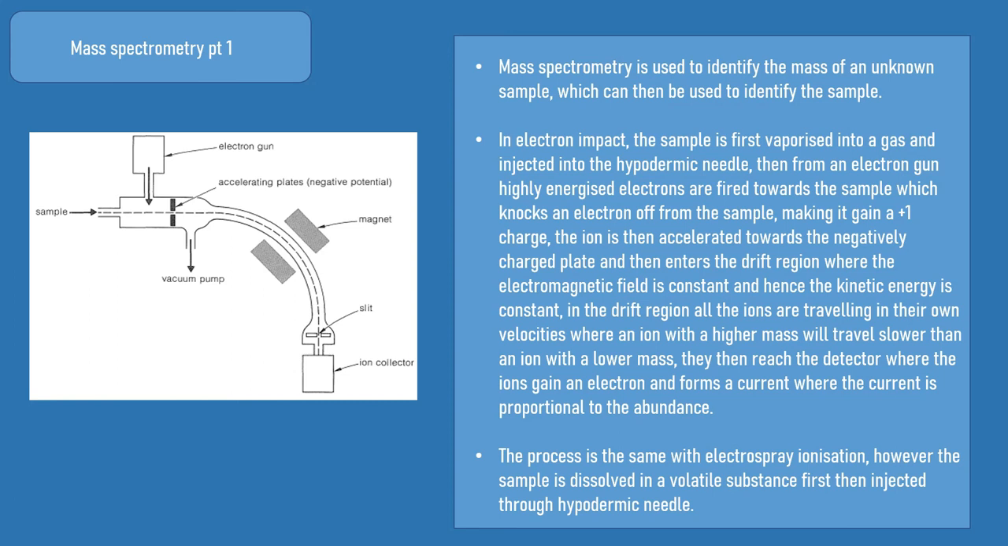The method in electrospray ionization is identical, except that the sample is dissolved in a volatile substance and then injected through the hypodermic needle. I understand that this may be quite a lot to take in, so it is suggested that you go over this slide until it is comprehensible.